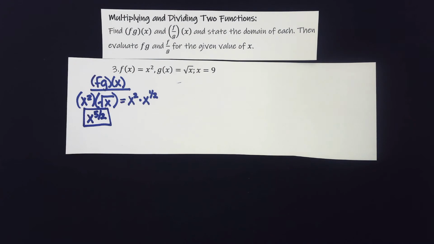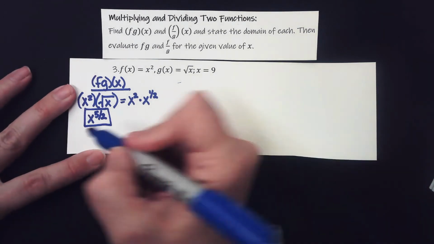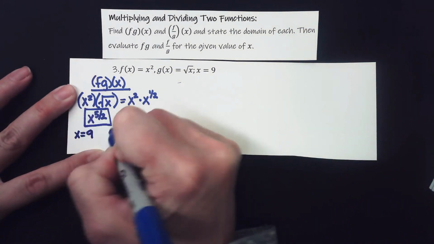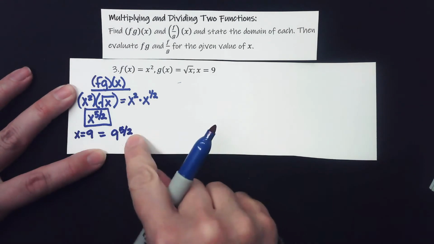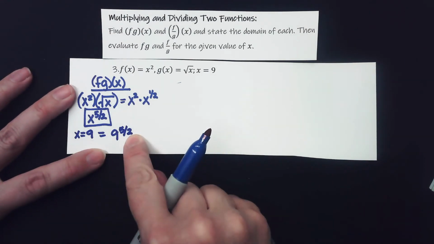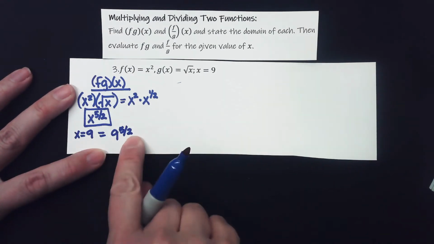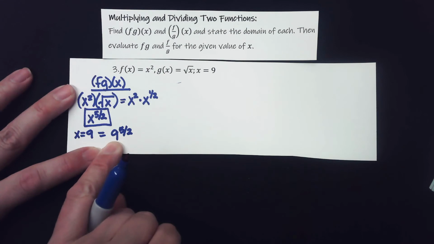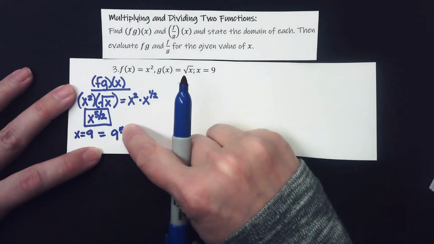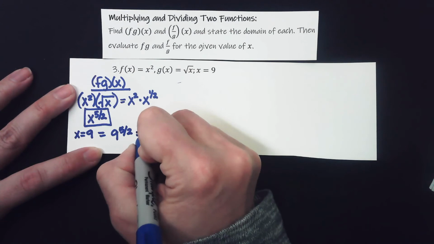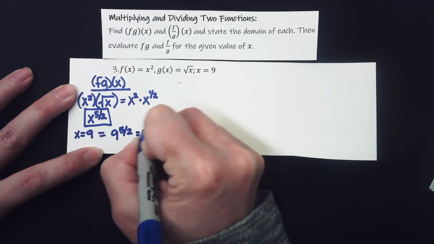Alright, now before we find the domain, I'm going to go ahead and plug in when x equals 9. So when x equals 9, I'm going to get 9 to the 5/2 power. The 2 on the bottom is the root. So I'm going to square root 9, and I get 3, and then I raise it to the 5th power. So 3 to the 5th power is 243.